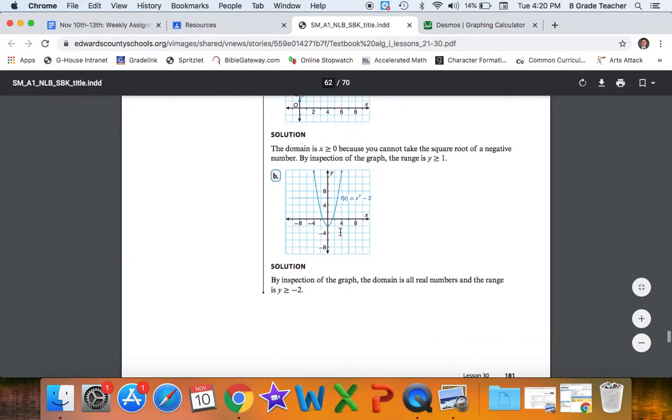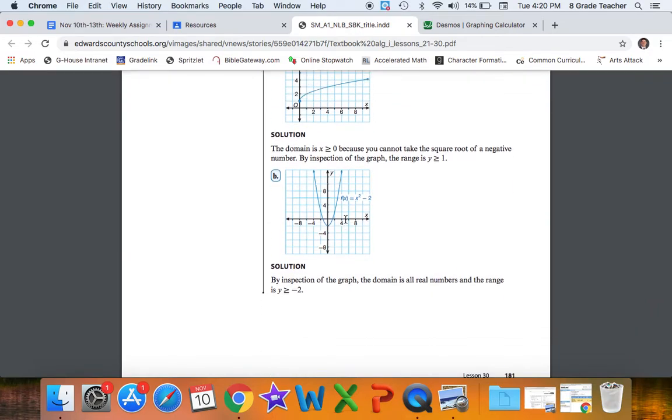Letter B, you've got f of x equals x squared minus 2. Your x values go left and right, and there isn't really a stop on where those go. It can be any of those positive values and or negative values. By inspection of the graph, the domain of the x values is all real numbers. So any number, positive or negative, could be your x value.